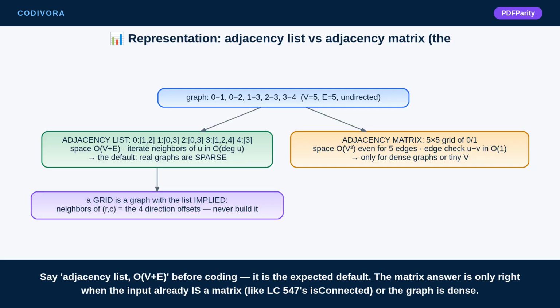Let's slow down and really build this up from scratch, one piece at a time. Say adjacency list, V plus E before coding, is the expected default. The matrix answer is only right when the input already is a matrix, like LC 547 Is Connected, or the graph is dense. Trace the arrows on screen slowly. That single picture is the whole idea in one glance.